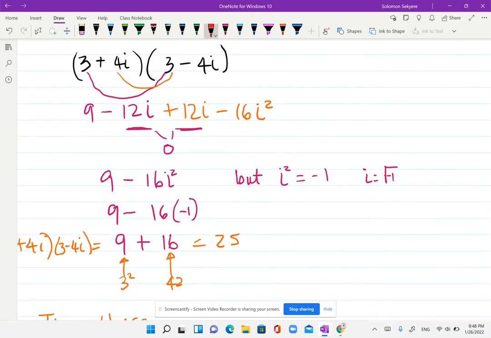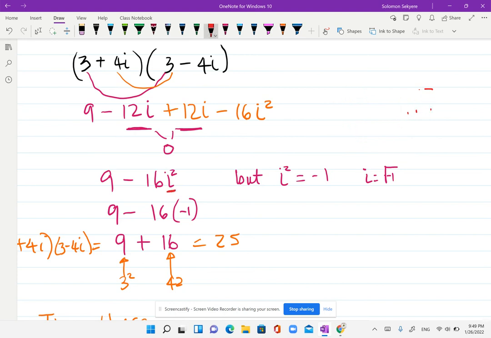You end up with 9 minus 16i squared. You see that? 3 squared minus 4i all squared. This is 9 minus, you square this 4, and then you square the i, so it becomes 9 minus 16i squared. Okay, are we done yet? No. Because now we see this i squared here.